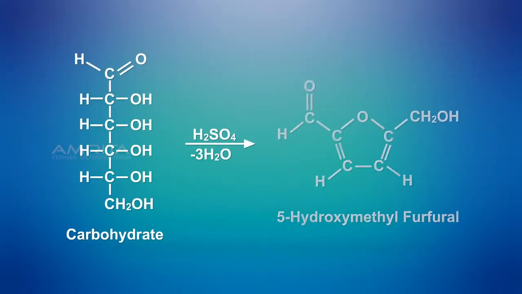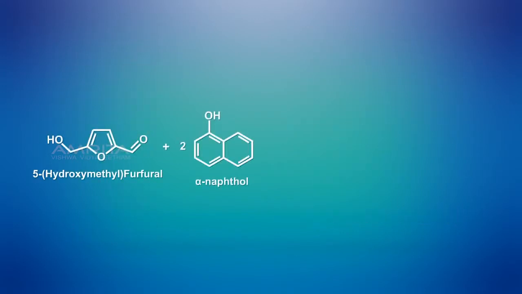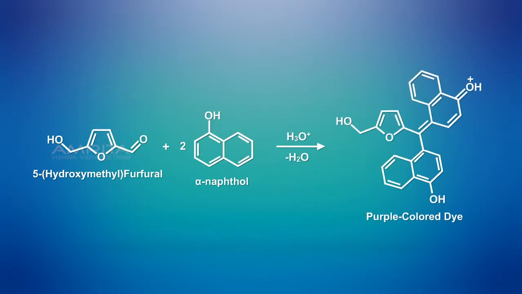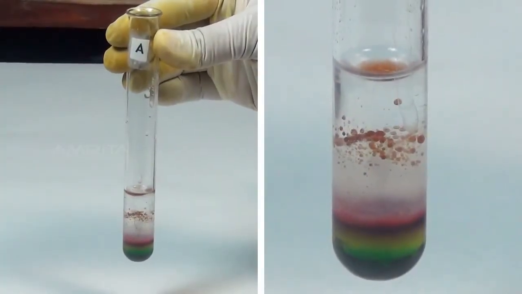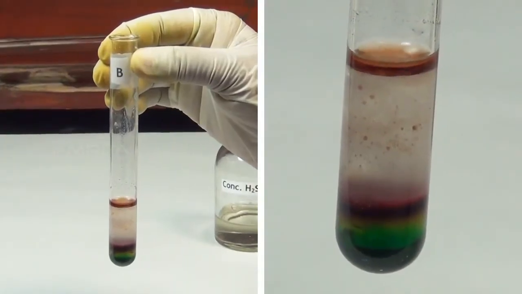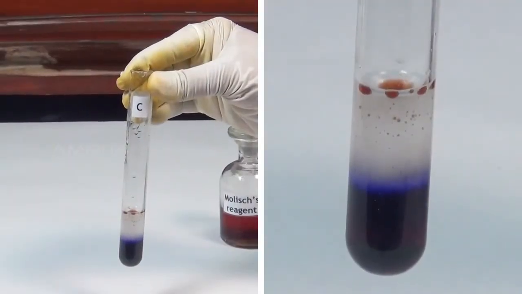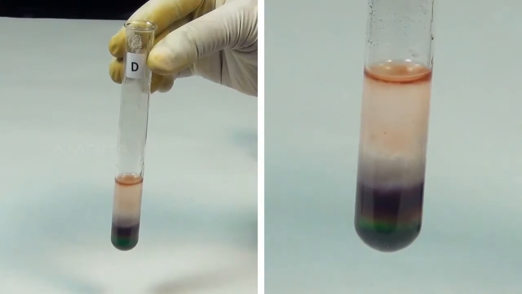Concentrated sulfuric acid dehydrates carbohydrates to form furfuraldehyde or its derivative, which further reacts with alpha-naphthol present in the Molisch's reagent to form a colored product that appears as a purple ring at the interface between the acid layer and the test layer.